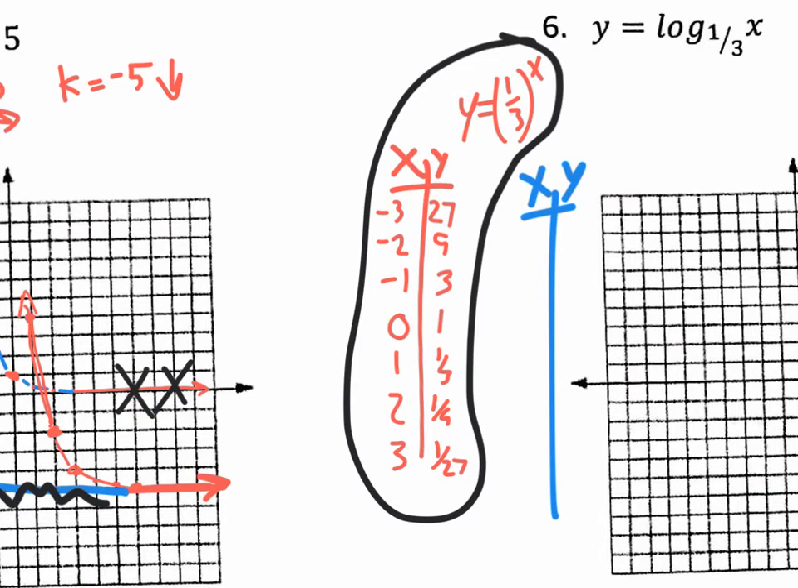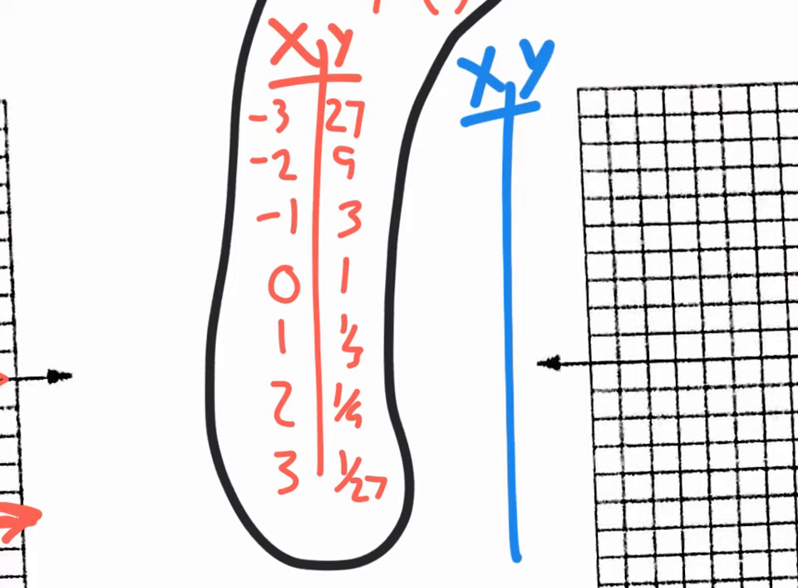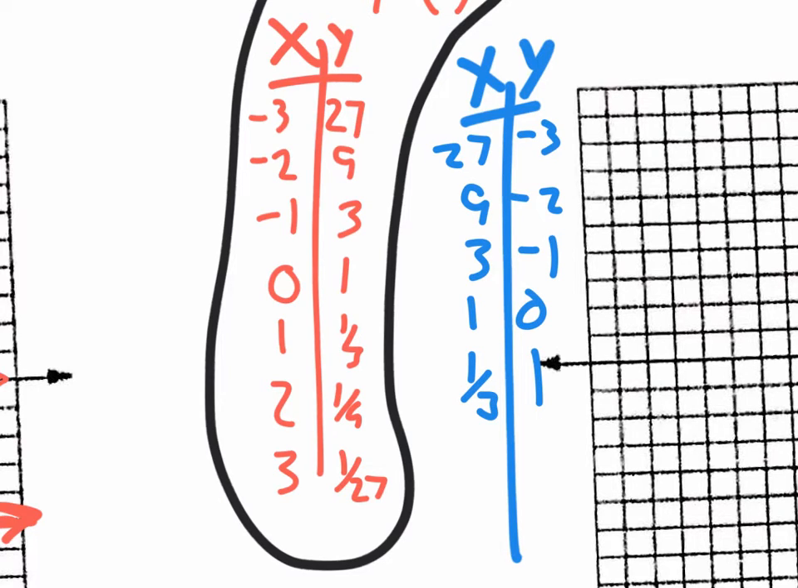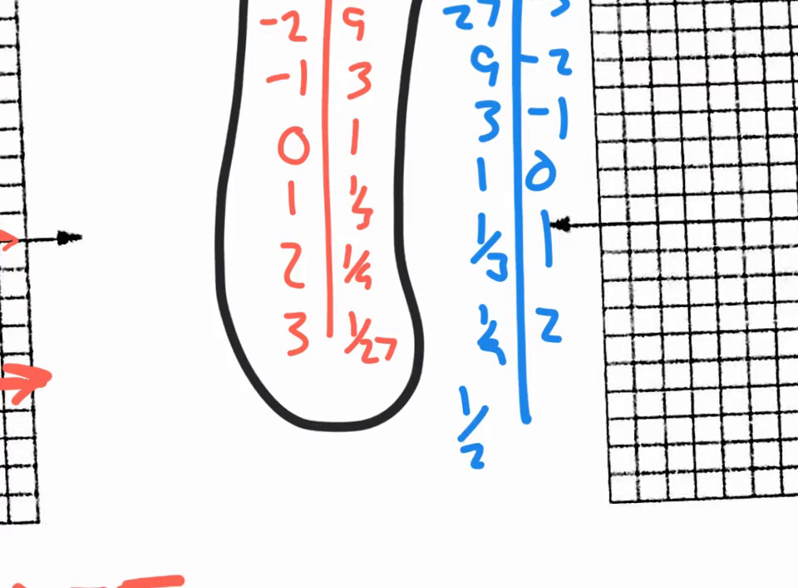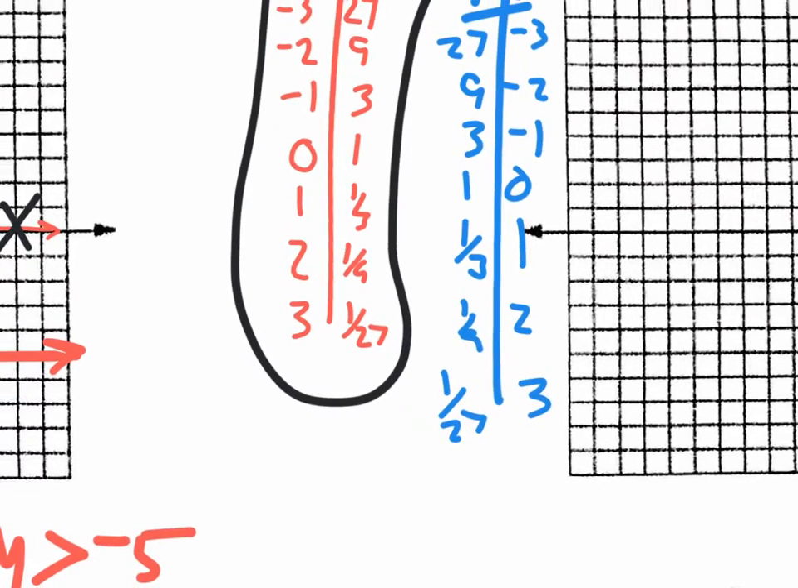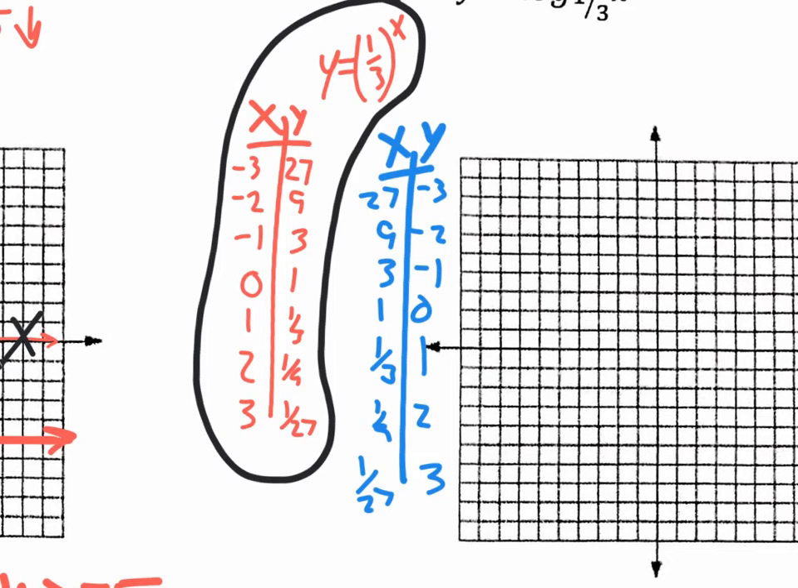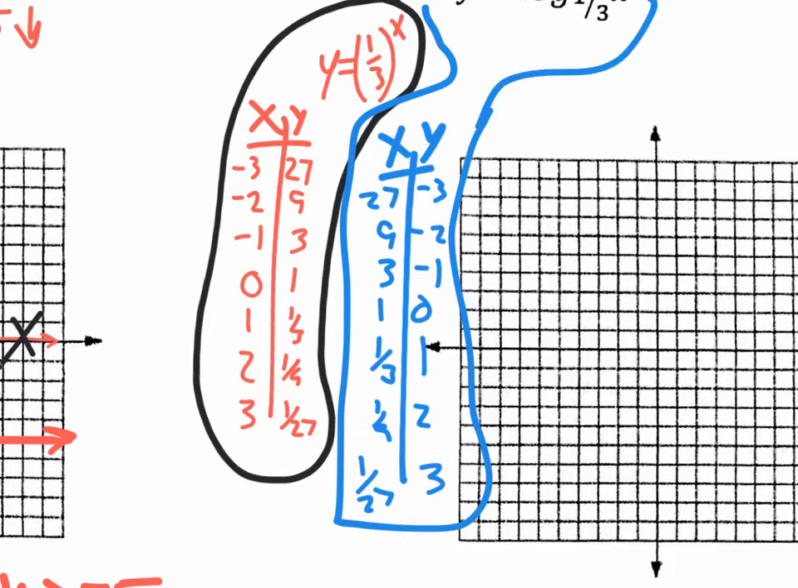So instead of negative 3, 27, you're going to have 27 and negative 3. Instead of negative 2 and 9, you're going to have 9, negative 2. Instead of negative 1 and 3, 3 and negative 1. Instead of 0, 1, it's 1, 0. Instead of 1, 1/3, it's 1/3 and 1. Instead of 2 and 1/9, it's 1/9 and 2. And 1/27 and 3. So now we truly have our x and y values of the logarithmic function up here.